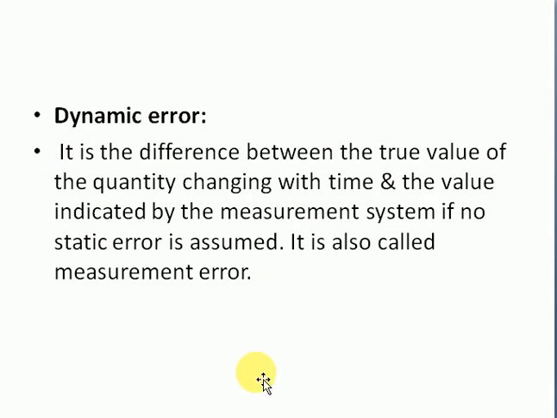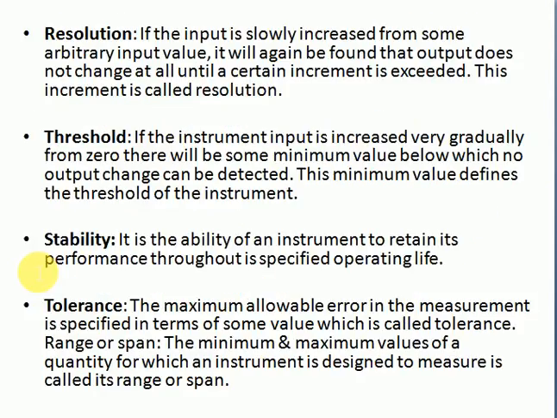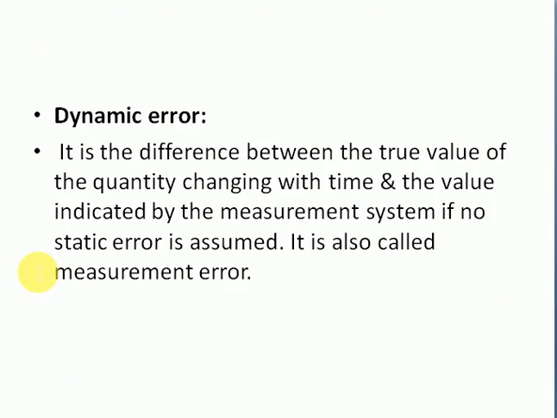So what is dynamic error? It is the difference between the true value of the quantity changing with time and the value indicated by the measurement system if no static error is assumed. It is also called measurement error. So those are all the dynamic characteristics. What is dynamic error? It is the difference between the true value of the quantity to be measured changing with time and the measured value if no static error is assumed.